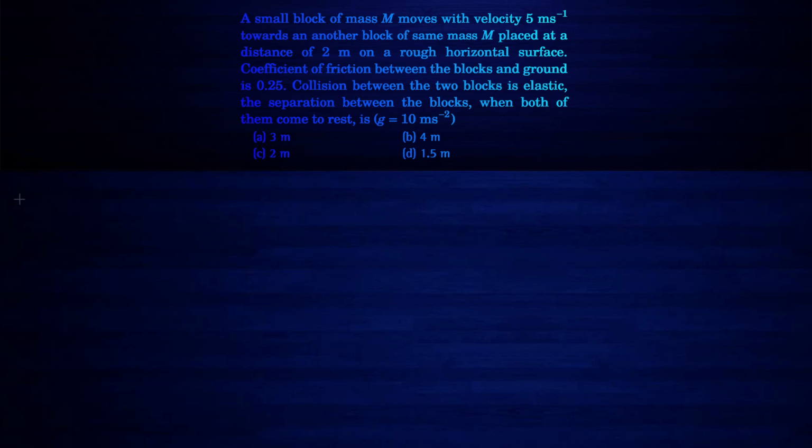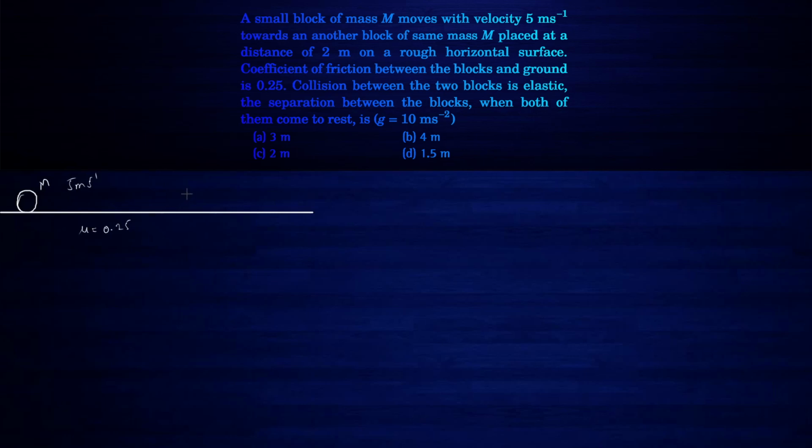A small block of mass m, let this be our block. The mass of this block is m, and it is moving with velocity 5 meter per second on a rough surface. It is given that the coefficient of friction of this surface is mu equals 0.25.